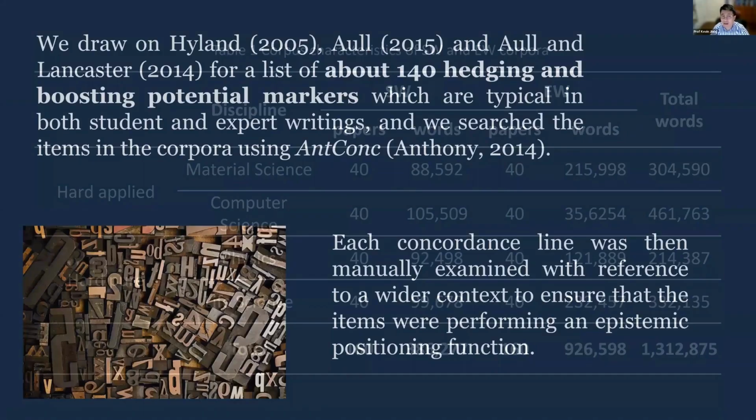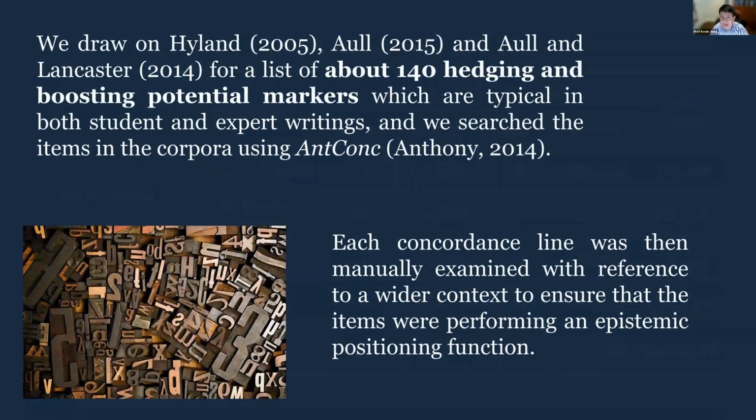Then we draw on Hyland and Lancaster's papers for a list of about 140 hedging and boosting markers, which are potentially used by students and expert writers. In Professor Hyland's paper, all the items he gave are mainly used by expert writers, like in journal articles, but items given by Lancaster are those that are used by students in their academic text. So we combine these items for an exhaustive search of items used by students and expert writers.